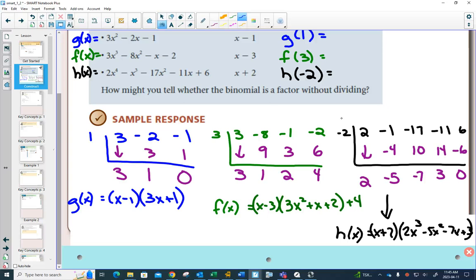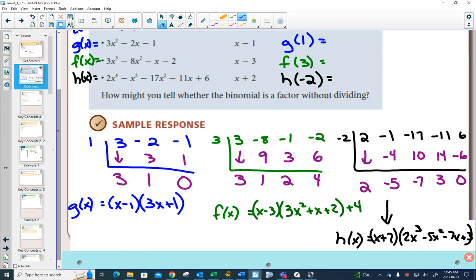We've made our division statements, and the next thing I was going to get you to do was to plug in 1 into g of x and see what you get. If you've done it already, you got 0. If you plug in 3 into f of x, a little bit harder, you got 27 times 3, some big numbers, but if you simplified it, you get 4. And if you plugged in negative 2, again, some bigger numbers, but if you simplify it, you get 0.